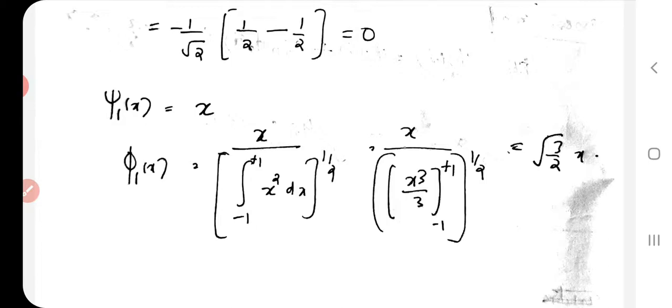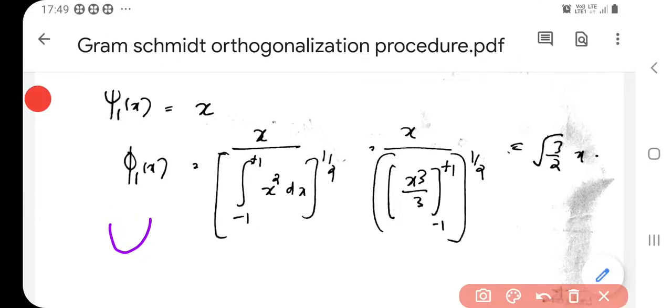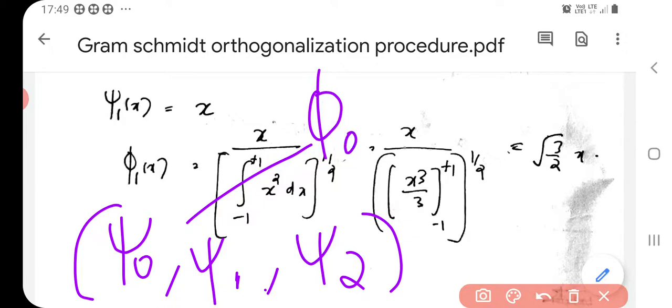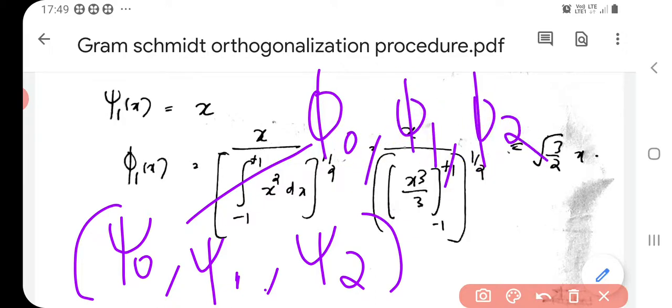So at least we find psi 0, psi 1 and psi 2. At least 3 functions have to be found out, and their corresponding orthonormal set phi 0, phi 1, phi 2 has to be determined. So this is how we obtain an orthonormal set from a non-orthogonal set.